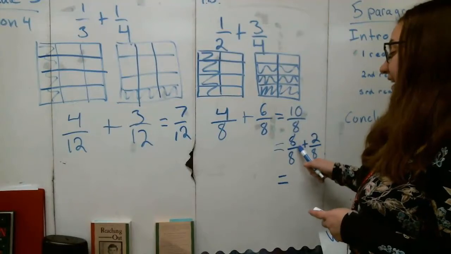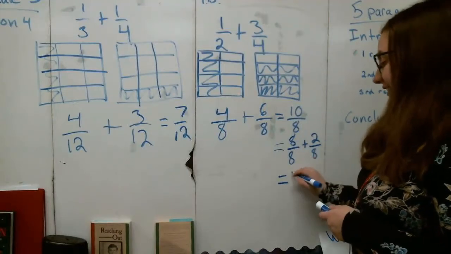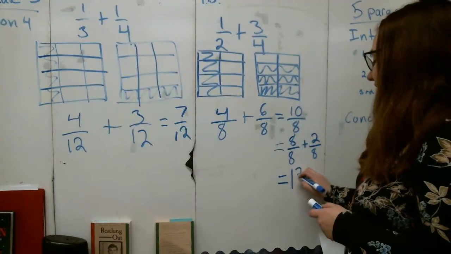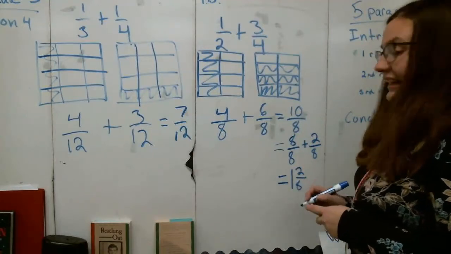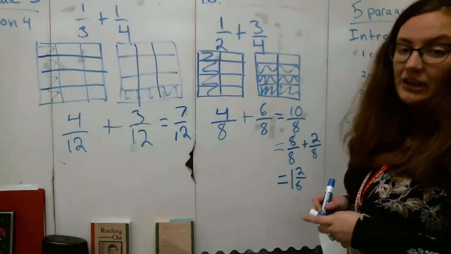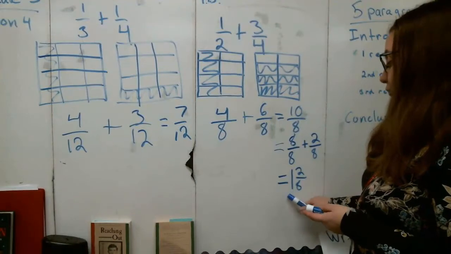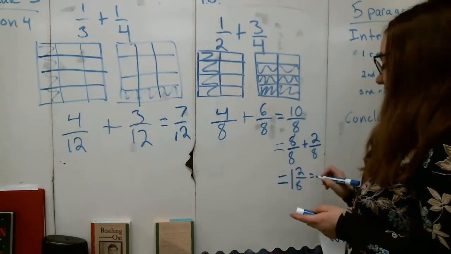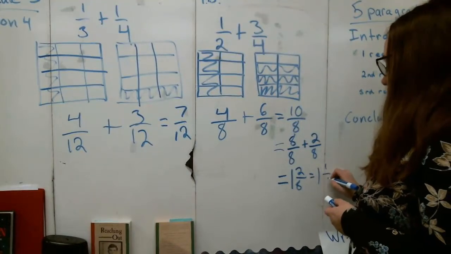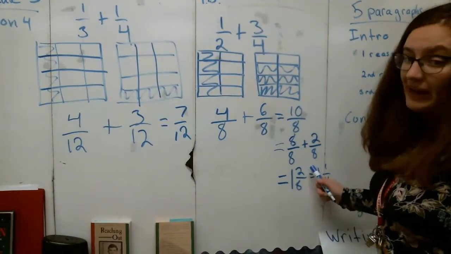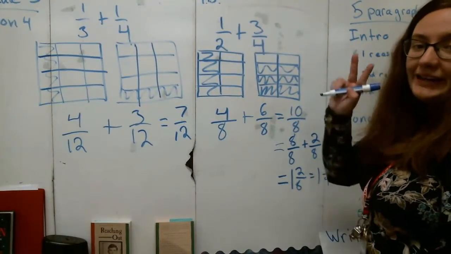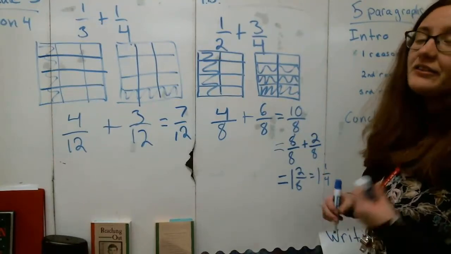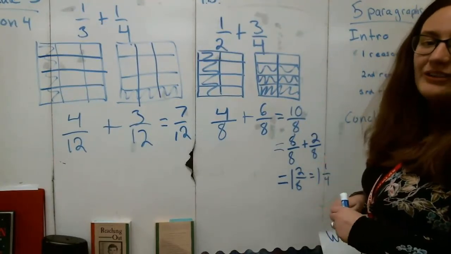Now what I'm going to do is I'm going to rewrite this as a mixed number. So I have 8/8 right here. 8/8 is the same thing as 1. And then I have this 2/8 left. And I'm just going to add that to my whole number so that my final answer is 1 and 2/8. I can also simplify my 2/8 to show that it is 1 and 1/4 because I can divide both 2 and 8 by 2. 2 divided by 2 is 1, and 8 divided by 2 is 4. So my final answer is 1 and 1/4.